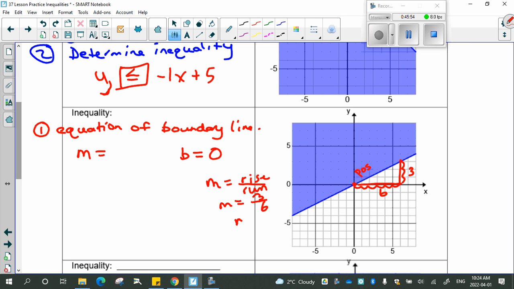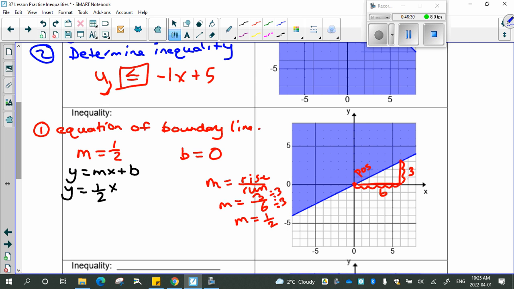Does that reduce? Yes. 3 over 6 is the same as 1/2, right? So now we know the equation of our boundary line. If we follow y equals mx plus b, it's going to be y equals a half x. And do I need to show plus 0? No. Okay? So step 1, get the equation of the boundary line.